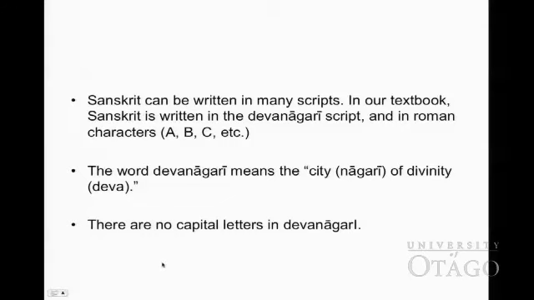Sanskrit can be written in many scripts. In our textbook, Sanskrit is written in the Devanagari script and in Roman characters such as ABC. The word Devanagari means the city of divinity. That is, Nagari means city, Deva means divinity or immortal. So you can translate it as city of divinity or city of immortals. There are no capital letters in Devanagari.